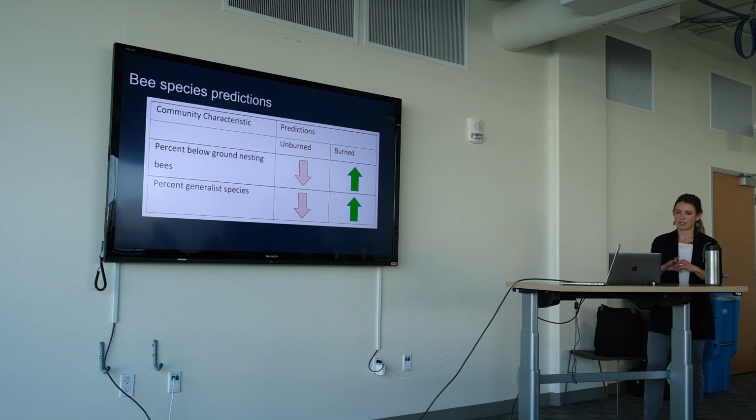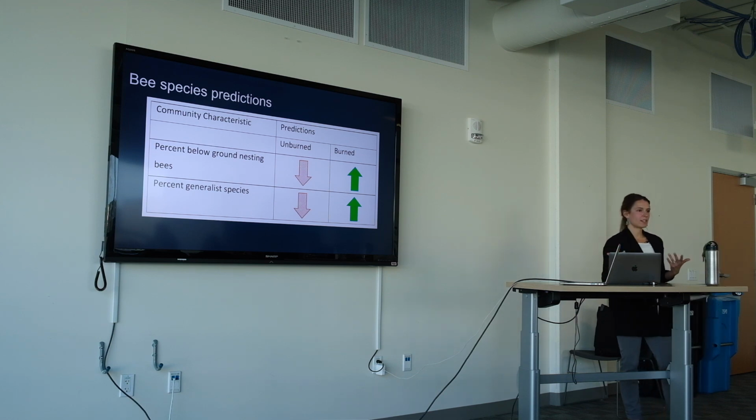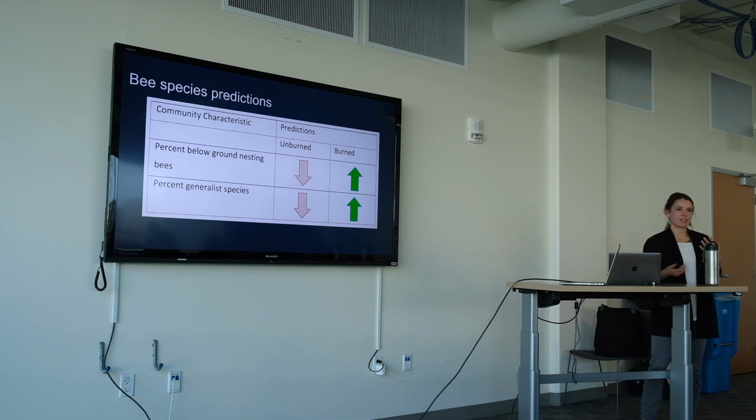So in terms of the bee species, I expected to see an increase in the percent of bees that nested below ground. And that's because during the fire season, bees are generally in their nests, and if they're nested below ground, they'll be better insulated from fire than if they're above ground in cavities and stems and things like that. And then I also expected to see an increase in the percent of bees that are classified as generalists.